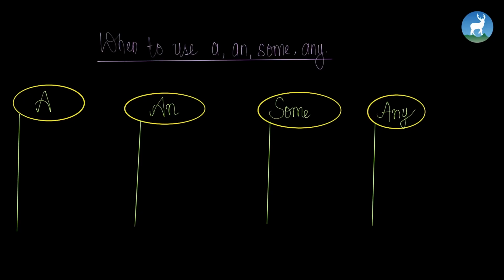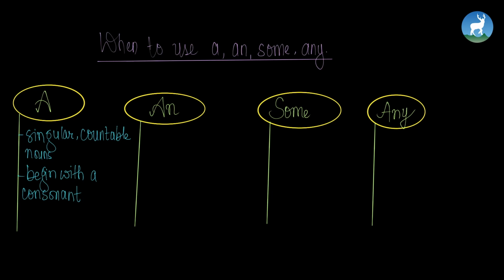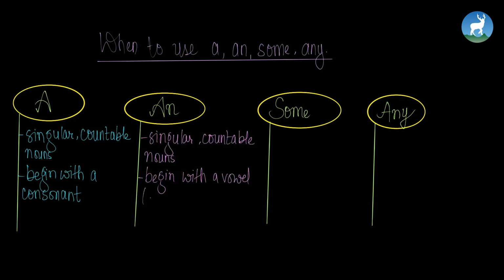So kids, let's begin learning when to use a and some or any. As you know, a is used with singular countable nouns that begin with a consonant. Likewise, an is also used with singular countable nouns, but the nouns should begin with a vowel. Not just vowel letter, but the vowel sound, right? Likewise, in case of a also, it's not just the letter, but it's actually the sound.